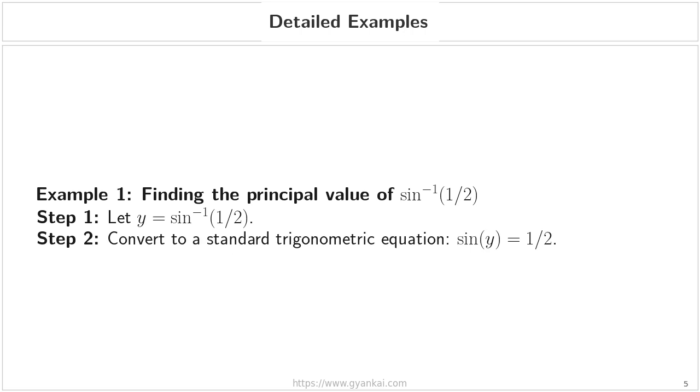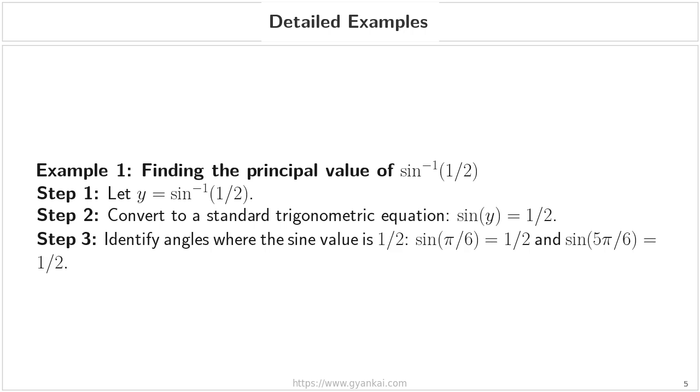Moving to step 2, we perform the conversion. We rewrite this as a standard trigonometric equation by moving the inverse function to the other side, which gives us sine of y equals 1/2. In step 3, we identify the potential angles that satisfy this equation. Based on the unit circle or standard trigonometric tables, we can see that both the sine of pi over 6 and the sine of 5 pi over 6 equal 1/2.